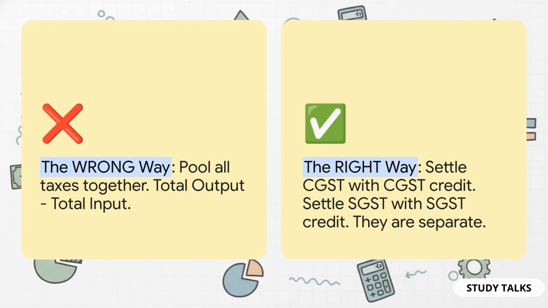The wrong way is to just pull everything together. Total output tax minus total input tax. No. The right way is to treat them as two completely separate accounts. Your CGST liability can only be paid with CGST credit, and your SGST liability can only be paid with SGST credit. They are parallel lines, and they never, ever cross.